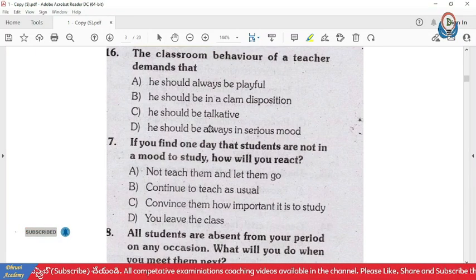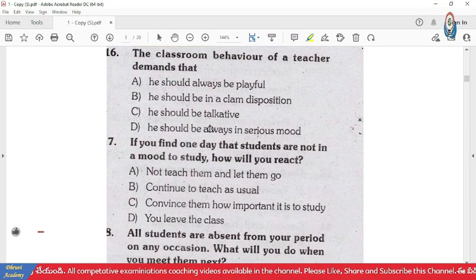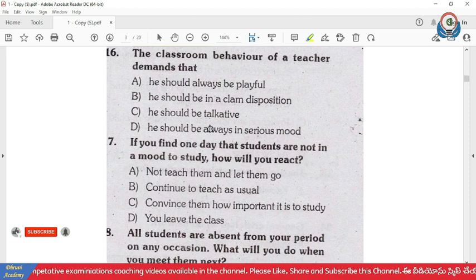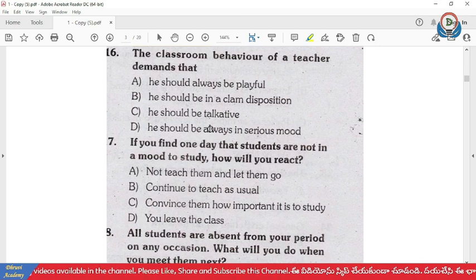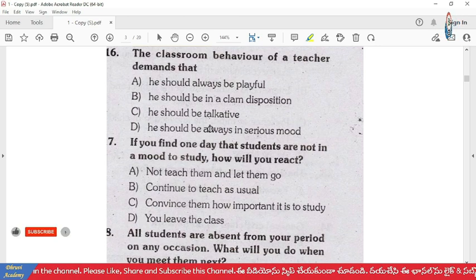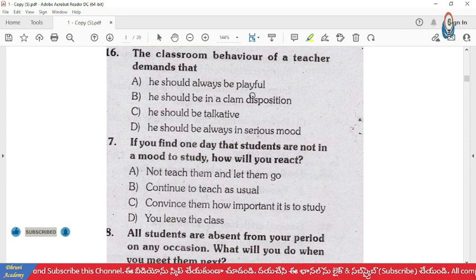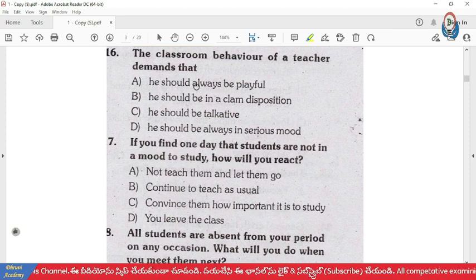The classroom behavior of a teacher demands that A, he should always be playful, B, he should be in a calm disposition, C, he should be talkative, or D, he should be always in a serious mood. The classroom behavior of a teacher. How should teachers be in the classroom? Demands.